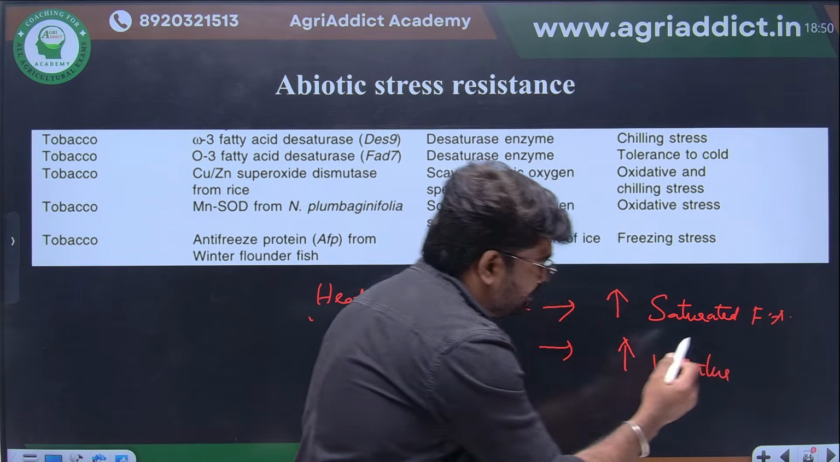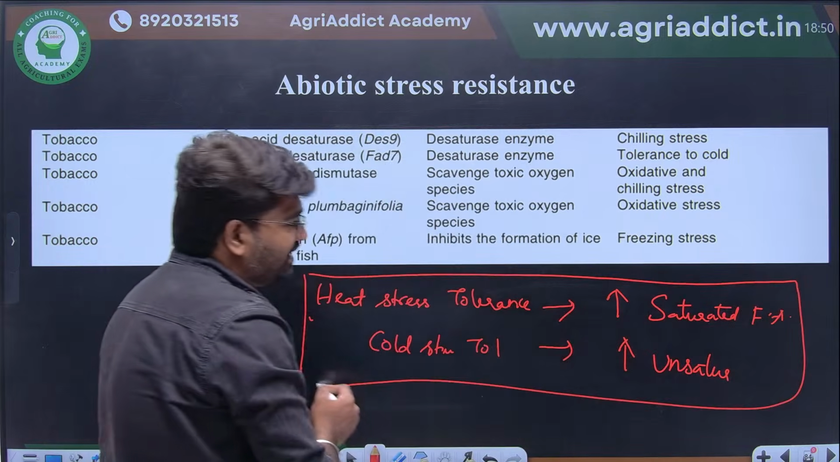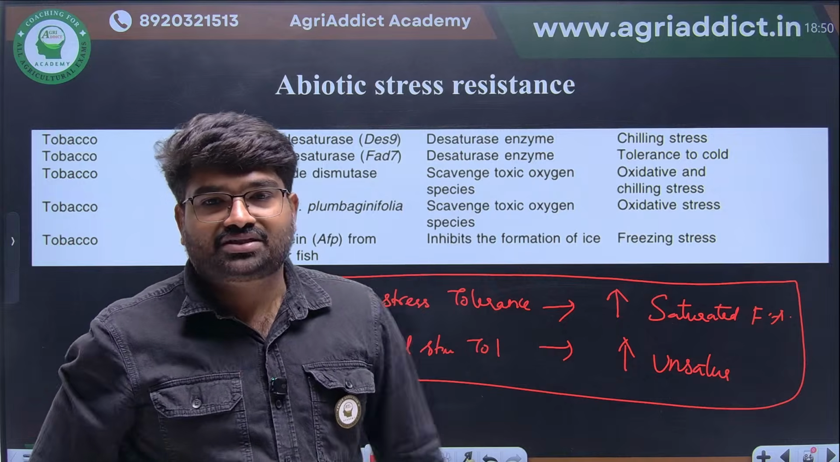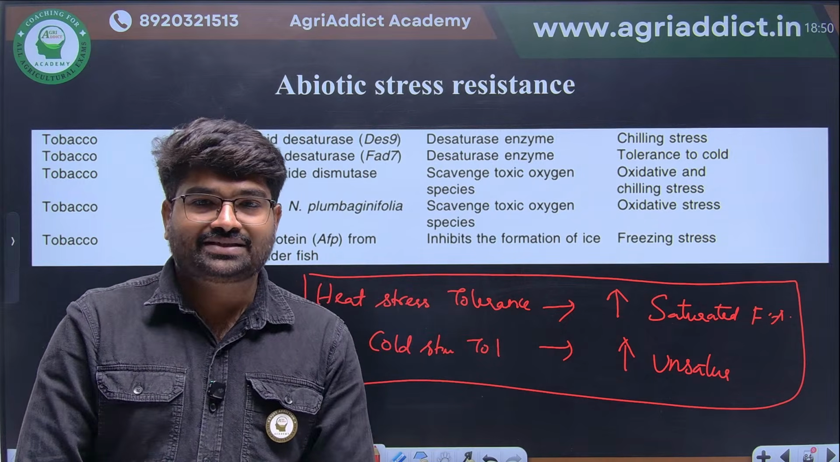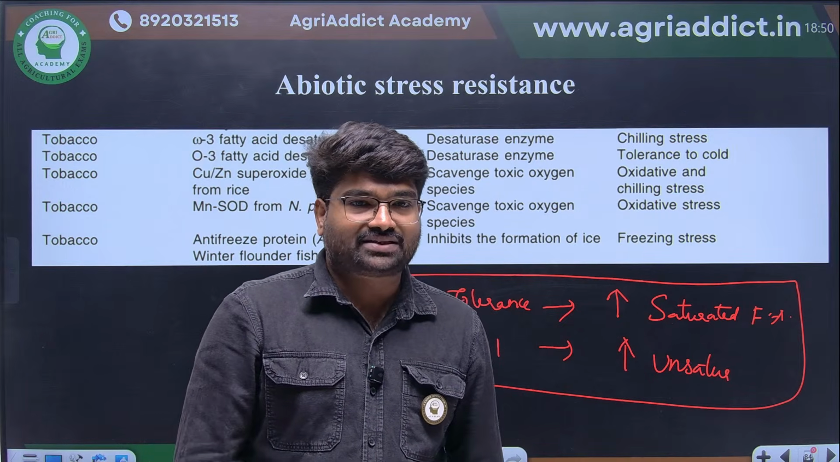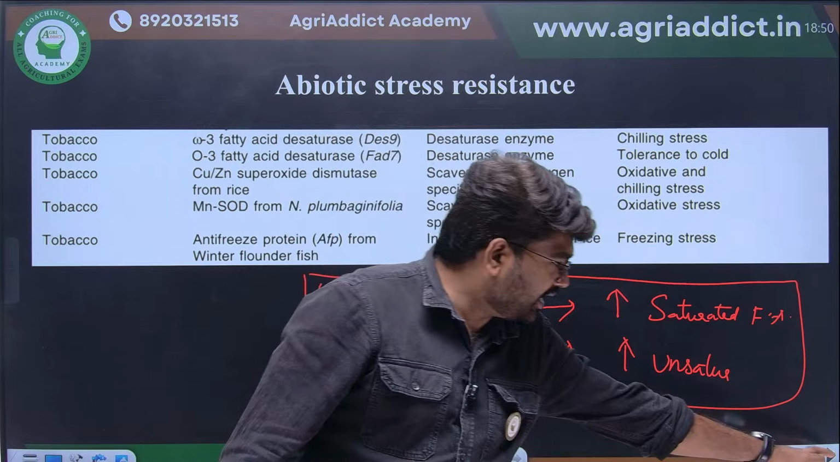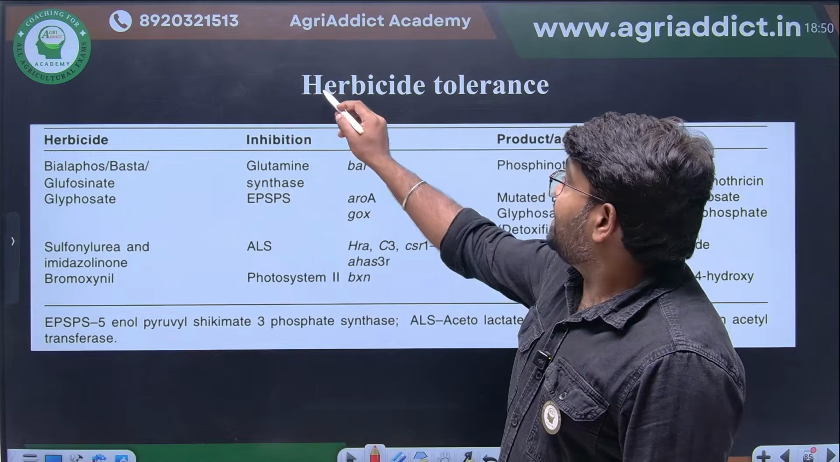This is clear. This is the most important thing. For heat stress tolerance, a greater amount of saturated fatty acid should be there, and for cold stress tolerance, a greater amount of unsaturated fatty acid should be expressed. I hope this is clear for everyone. Another important thing: herbicide resistance.